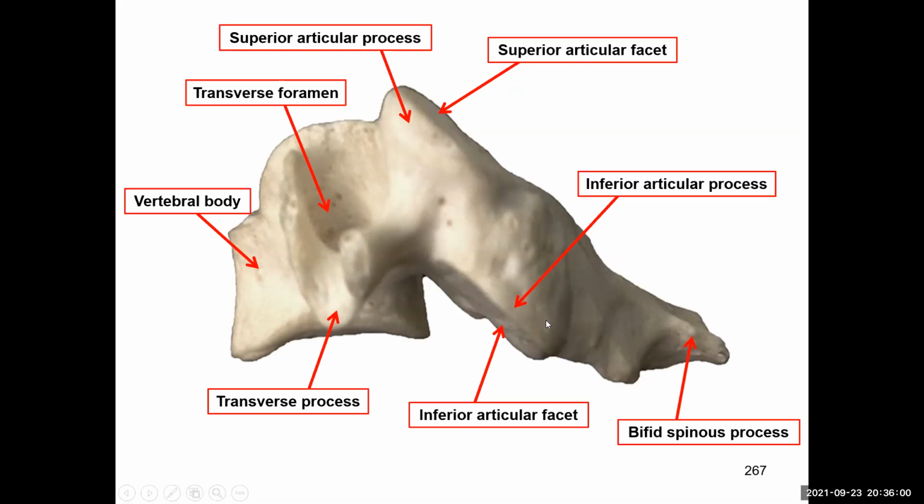Same thing down here. Here's our inferior articular process. That's that bony projection coming off the bottom of the bone. And then that flat surface is the inferior articular facet. Here's our spinous process, the vertebral body. You have your transverse process, and then the opening here is the transverse foramen.